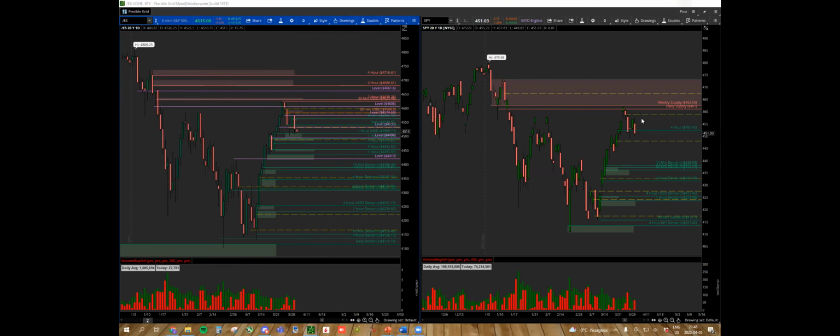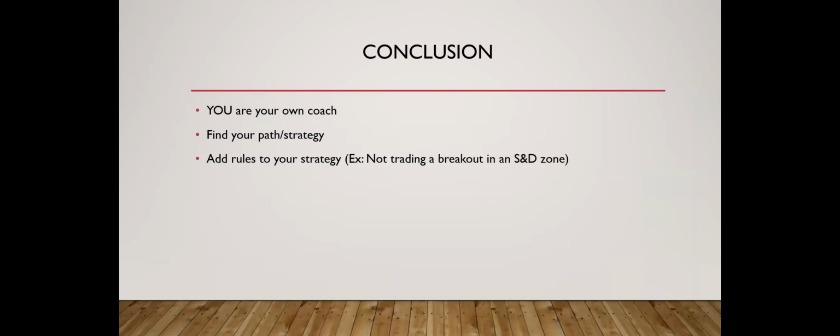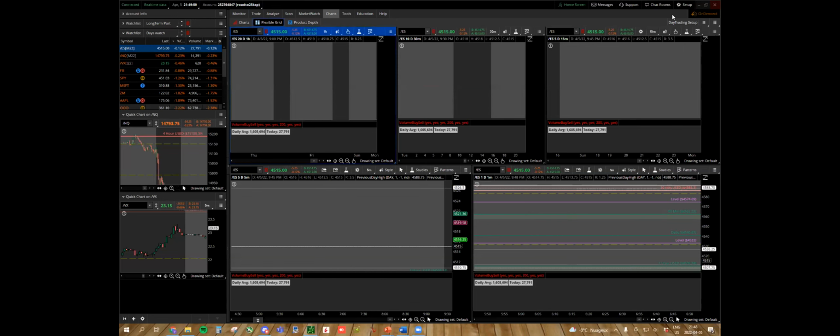You can use TOS. Use the on-demand feature, which allows you to go back in time and trade whenever you want. You could literally go back to 9:30 this morning and trade like it was happening in real time.